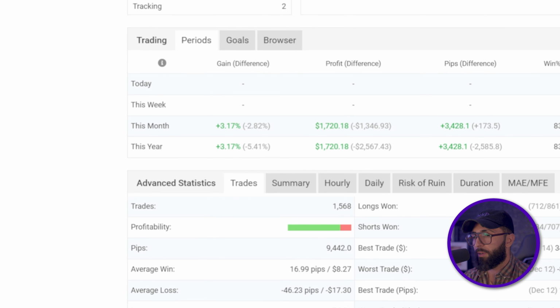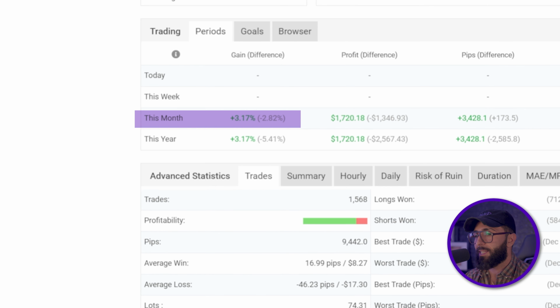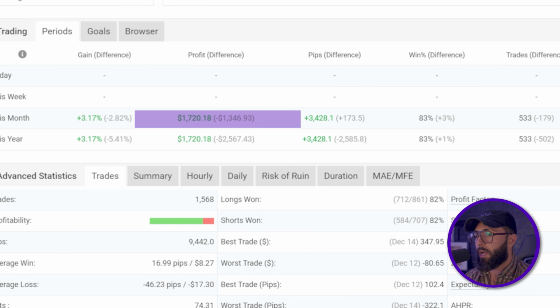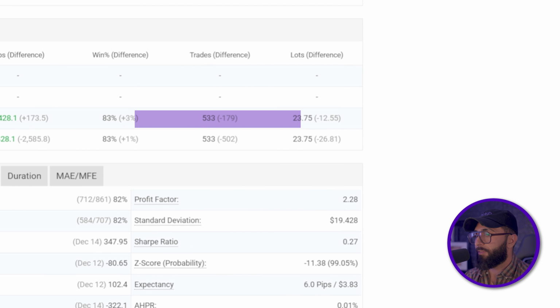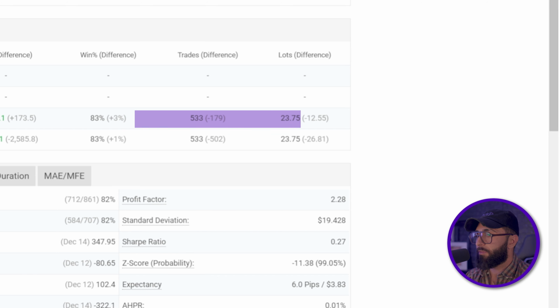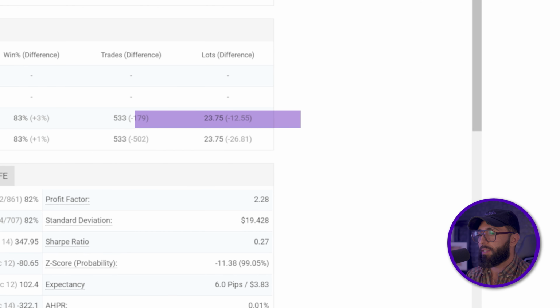So far this month, we've done 3.17%, which is a grand total of $1,720.18. We are 83% profitable this month. We have taken 533 trades. Out of those, only 23 of those trades were at a loss. And the biggest loss we saw was $12.55.